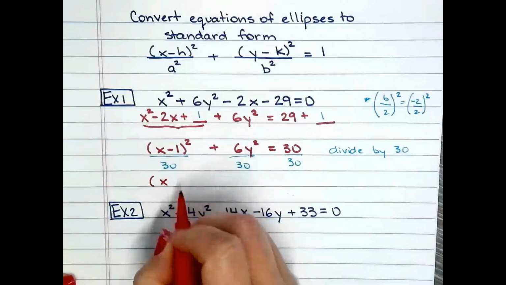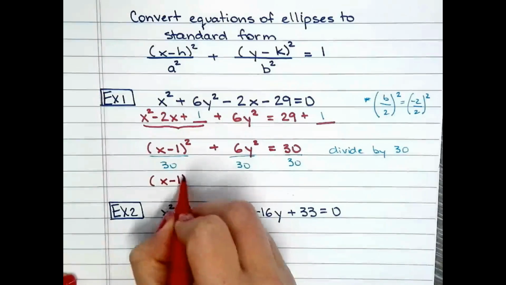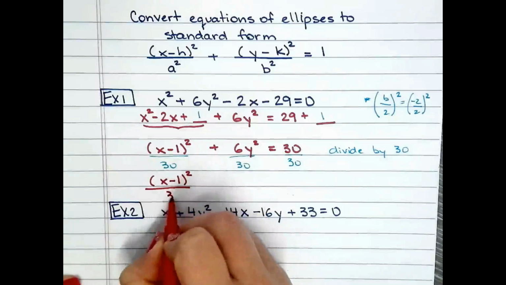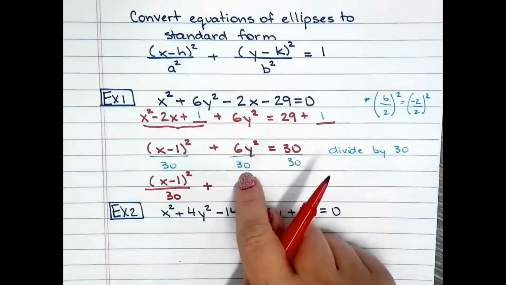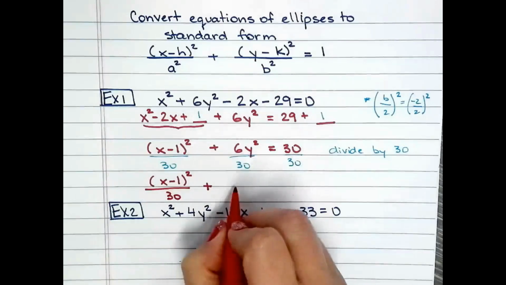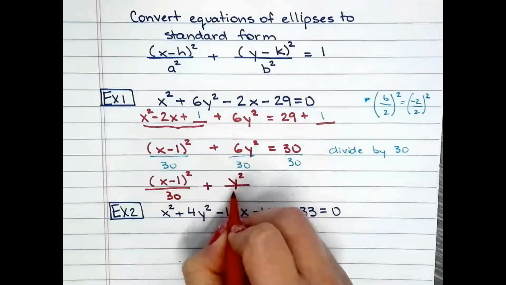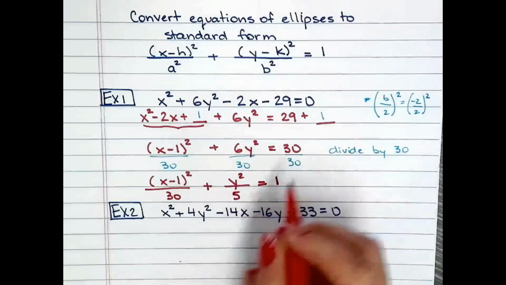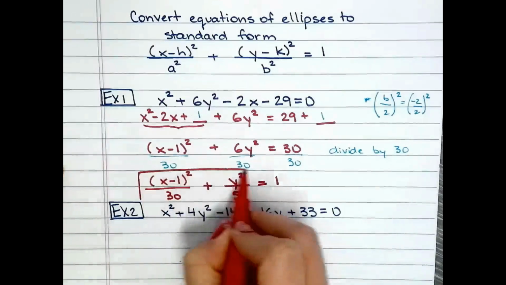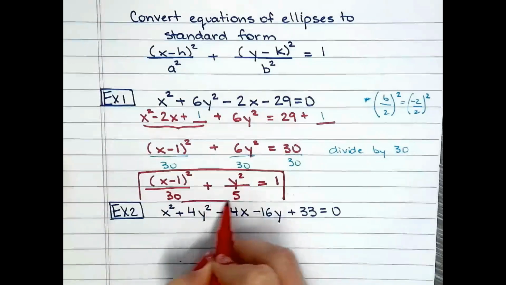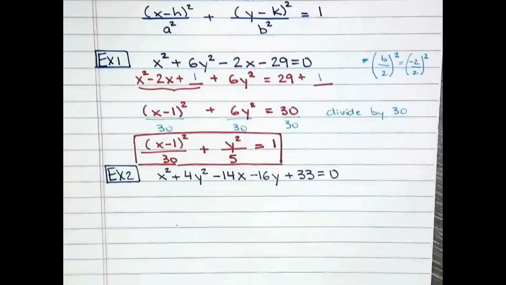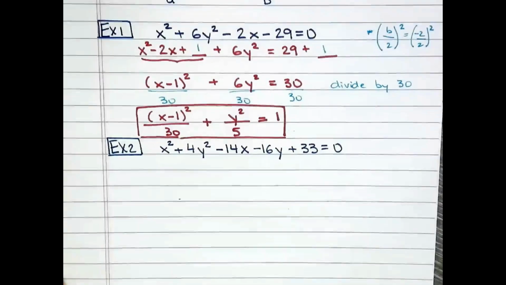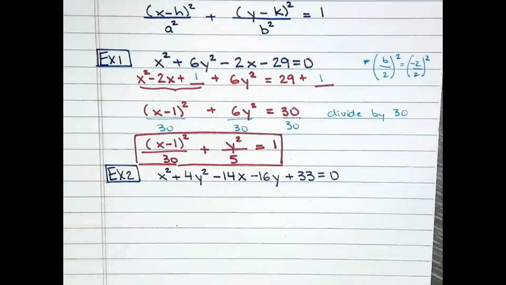So my equation in standard form is x minus 1 squared over 30, plus, here you have to simplify this fraction, 6 over 30 is 1 over 5, so y squared over 5 equals 1. And you know, sometimes it gets crazy, but it's not too bad. It's just the main idea.